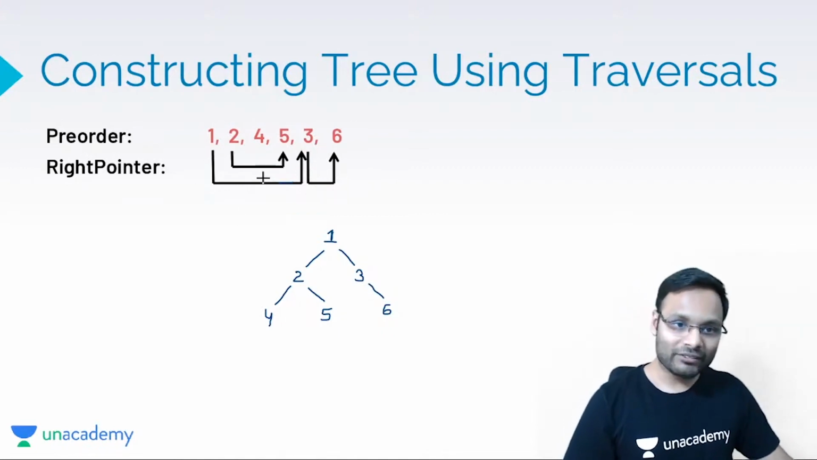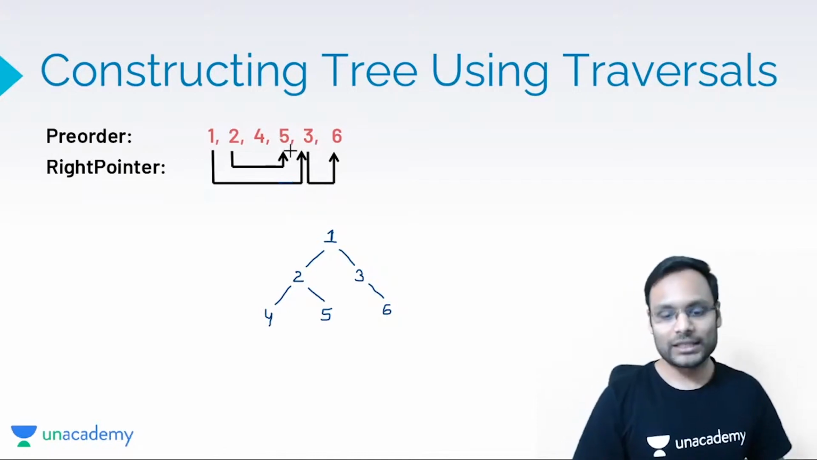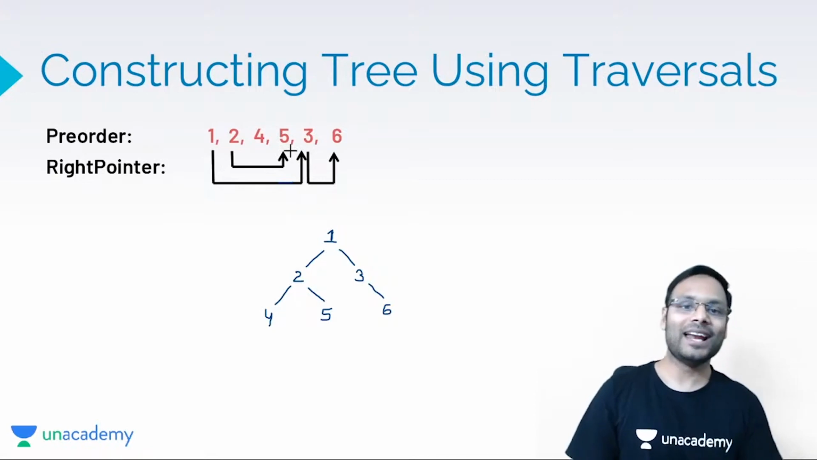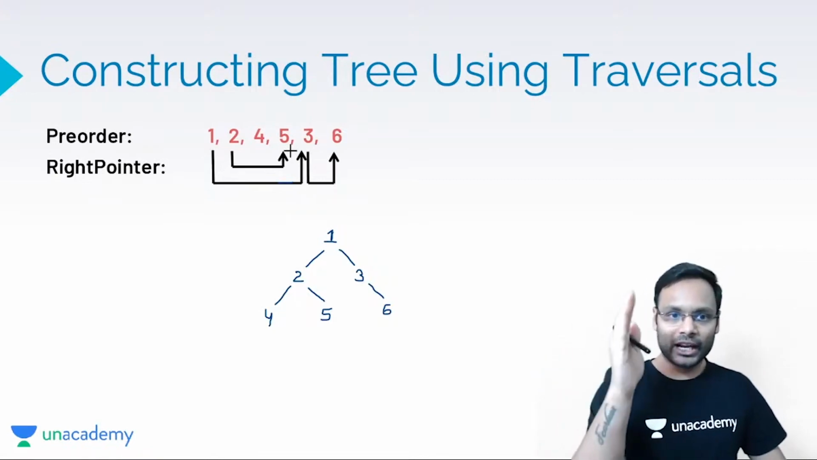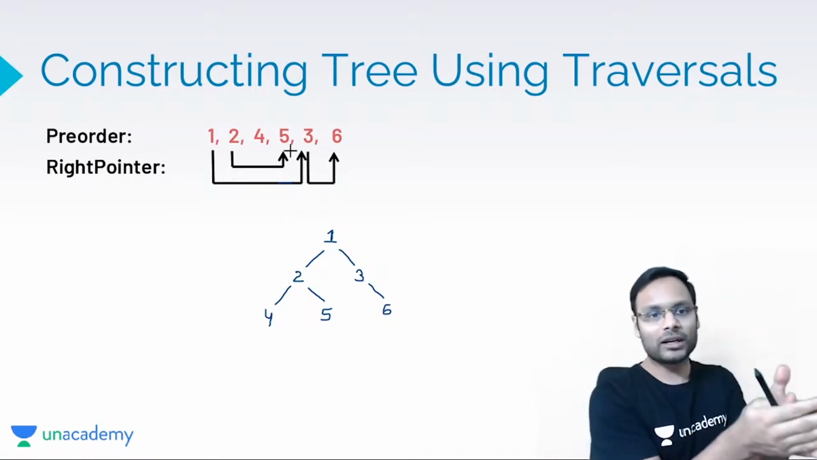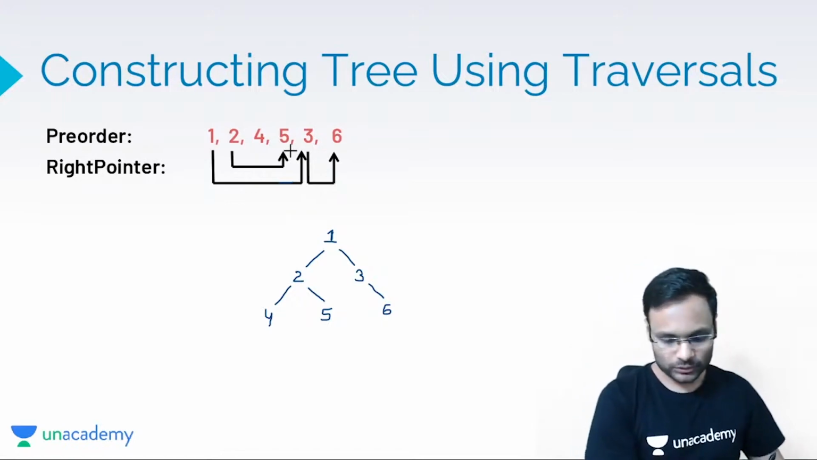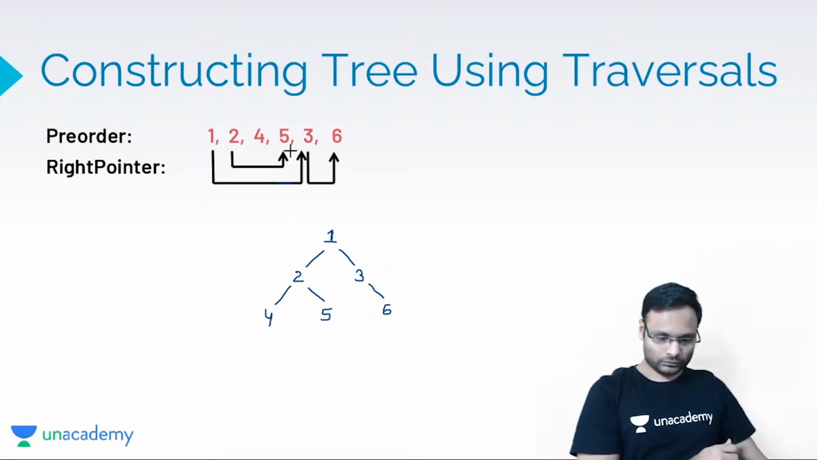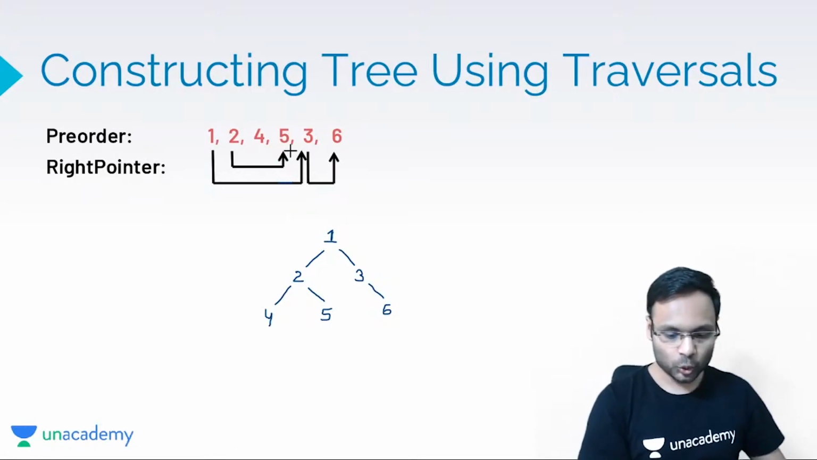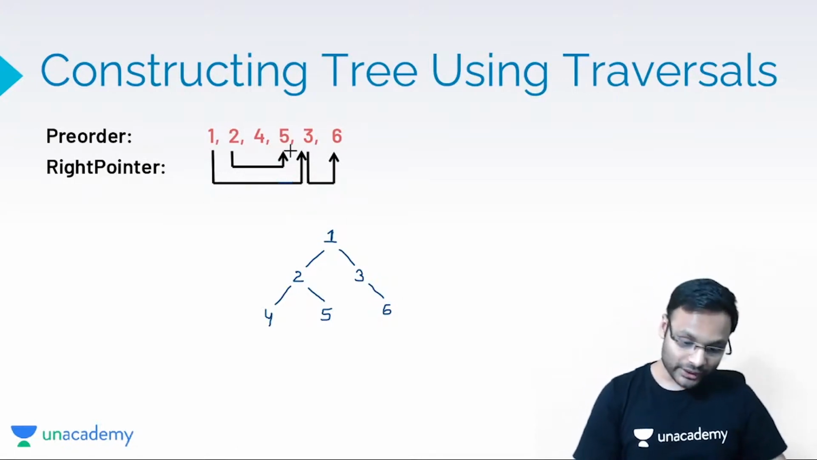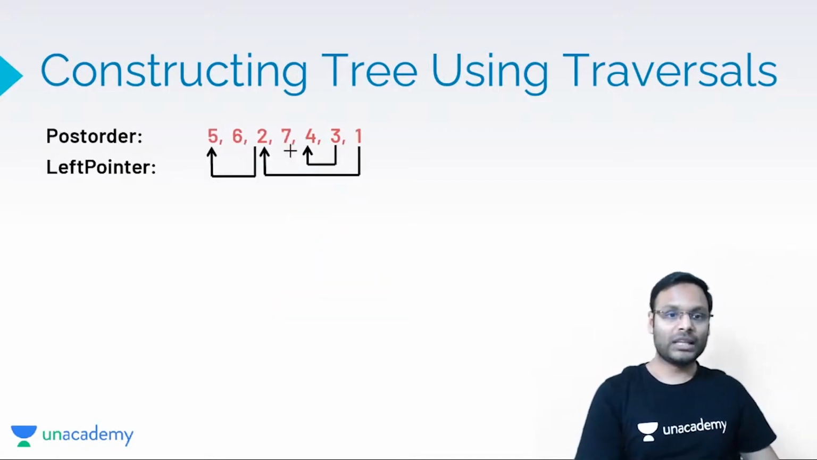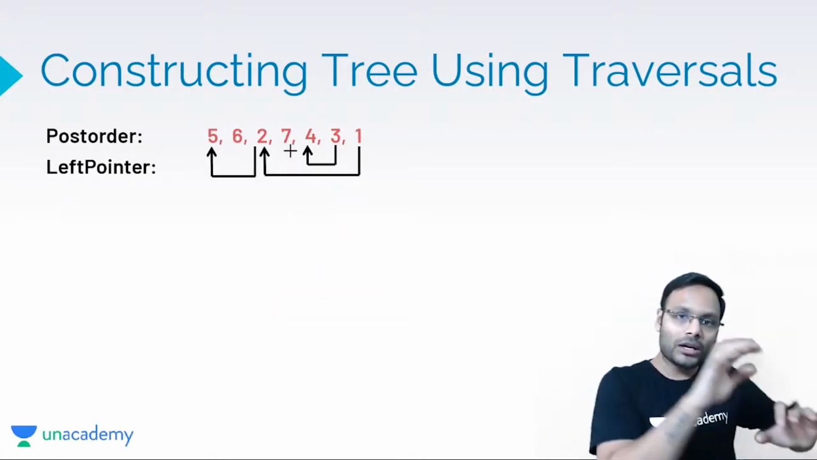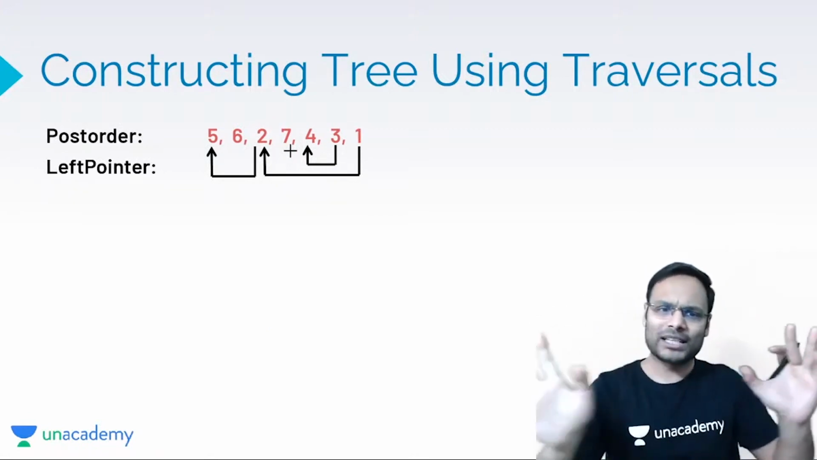So pointers are given. I know which node has a right child pointer, and using the right child pointer I can easily identify the right child. In between the right child and the node, whatever comes should be in the left subtree of the node. These are the questions to generate the tree. Then we have post-order and left child pointers. It works in just the opposite way, but same to same.